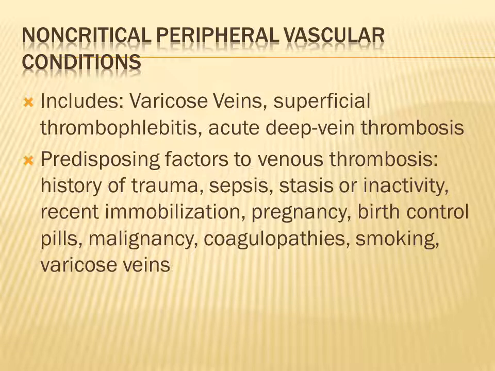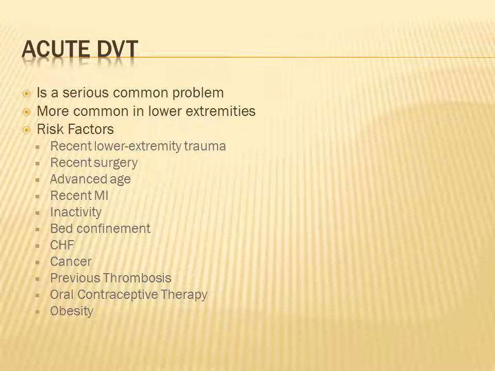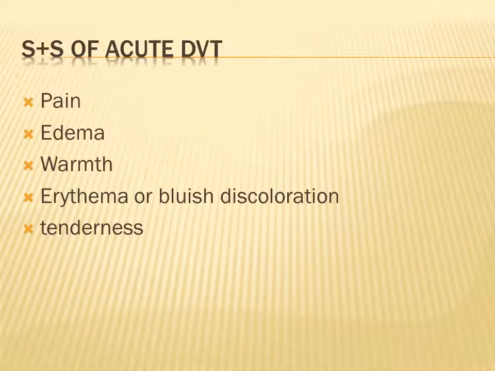Other conditions are varicose veins, superficial thrombophlebitis, and acute deep vein thrombosis. So any patient who has a history of trauma, sepsis, stasis, inactivity, pregnancy, birth control pill use, malignancies, smoking, or varicose veins are at risk. DVT is the most serious problem that we want to talk about. More common in your lower extremities. You have multiple risk factors as is listed. And a lot of these we've talked about multiple times in the past.